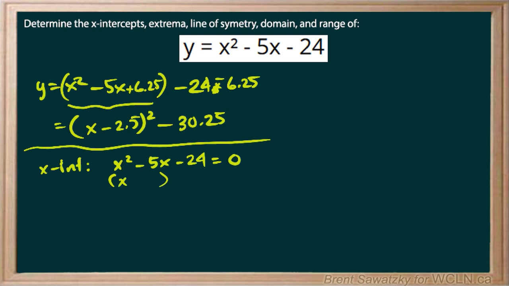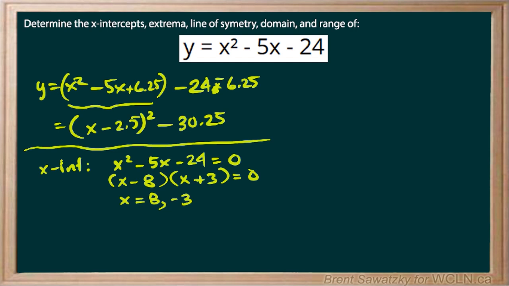So x and x, and what are two numbers that multiply to negative 24 and add to negative 5? Well, we could do negative 8 and positive 3. And so what does that tell us? Well, in order for that to come out to be 0, either the first term has to be 0, which if x was 8 would make that 0, or the second term would have to be 0, which would be minus 3. And so we have our x-intercepts. That's not a bad way to do it.